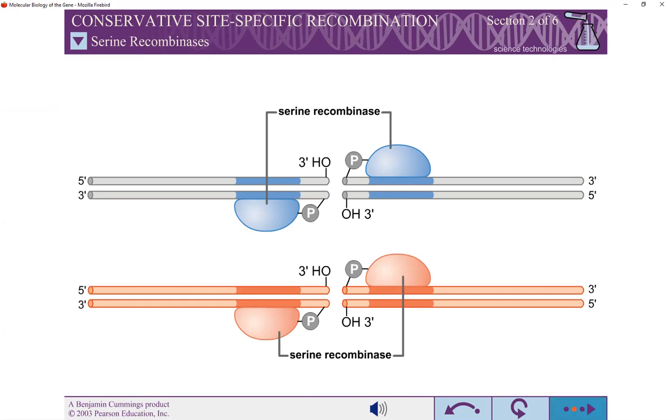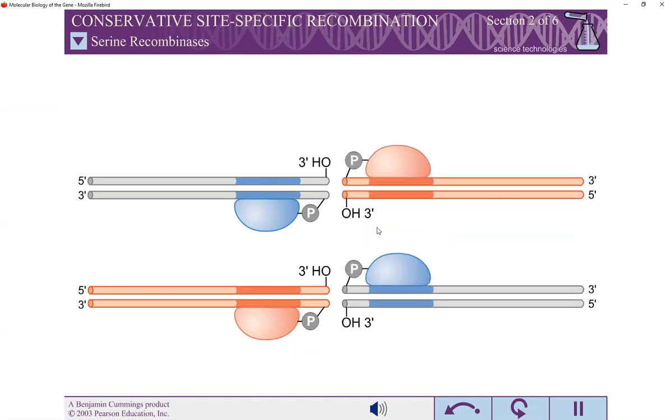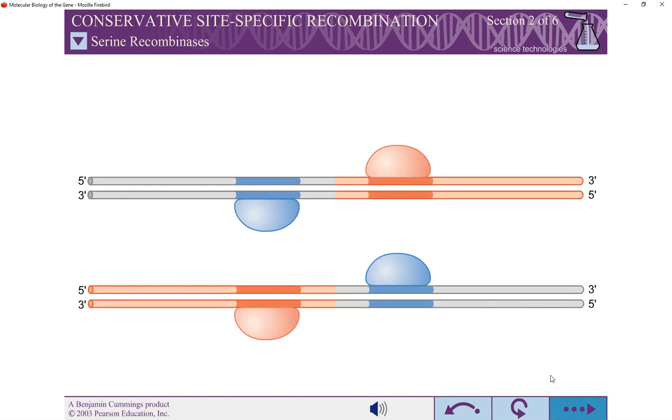Moving forward. The covalent protein-DNA intermediate conserves the energy of the cleaved phosphodiester bond. As a result, the DNA strands can be rejoined simply by reversing the cleavage reaction. Now, the cleavage reactions can be reverted back and the molecules could be joined with regard to each other.